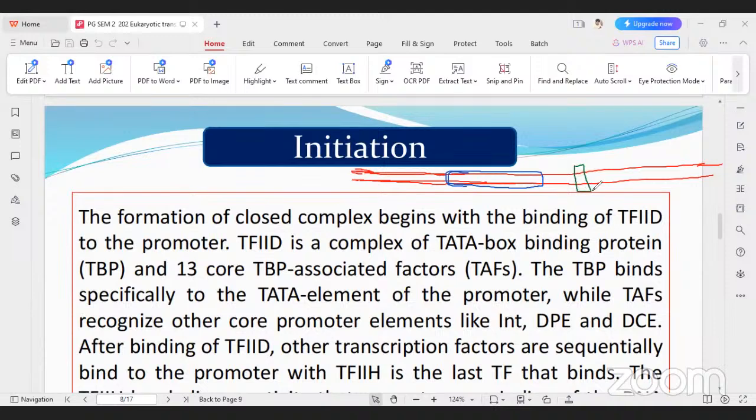Start point: the right side is plus, the left side is minus, and this is called downstream. This is important because you will repeatedly hear the words downstream and upstream, and in your book also these words, down and up, appear repeatedly. This is upstream, this is downstream. So the blue color is the promoter.